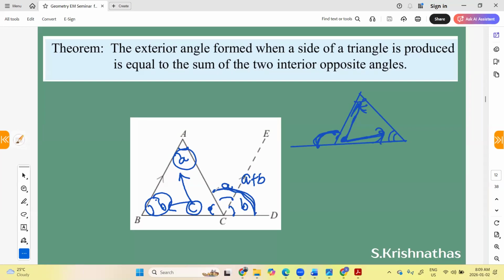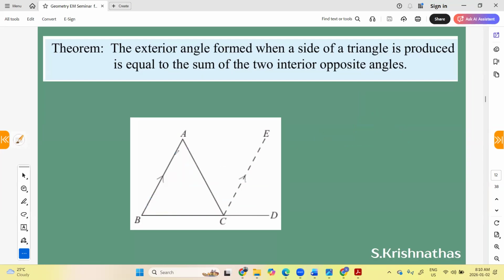So, the exterior angle is equal to the sum of the interior opposite angles. One more time, students. This is A, this one is A, alternate angle. If this is B, this one is B, corresponding angle. The total is A plus B. Here, the sum is A plus B. Both are the same. That is the formal proof of this theorem. Students, the theorem: the exterior angle formed when a side of the triangle is produced is equal to the sum of the two interior opposite angles. Right, next.